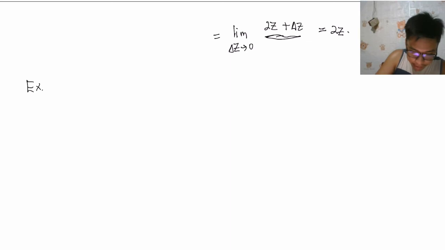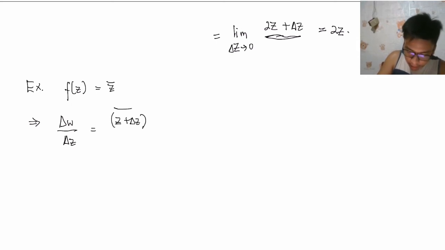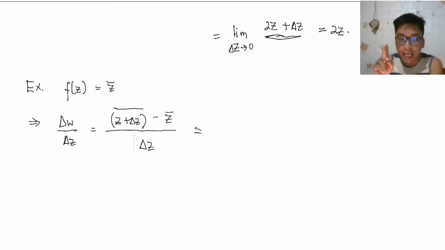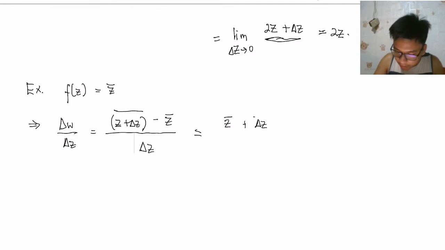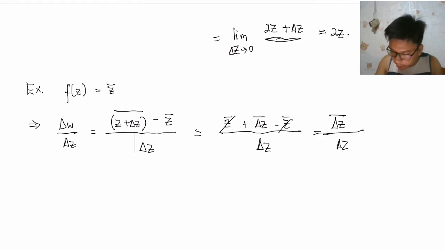Okay, let's consider another example here. Let's say our f of z is equal to z bar. Then observe that delta w over delta z, we can have this as z plus delta z bar minus z bar over delta z. Observe that the conjugate of the sum of two complex numbers is the sum of the conjugates. So I can have this as z bar plus delta z bar minus z bar over delta z. So I am left with delta z bar all over delta z.